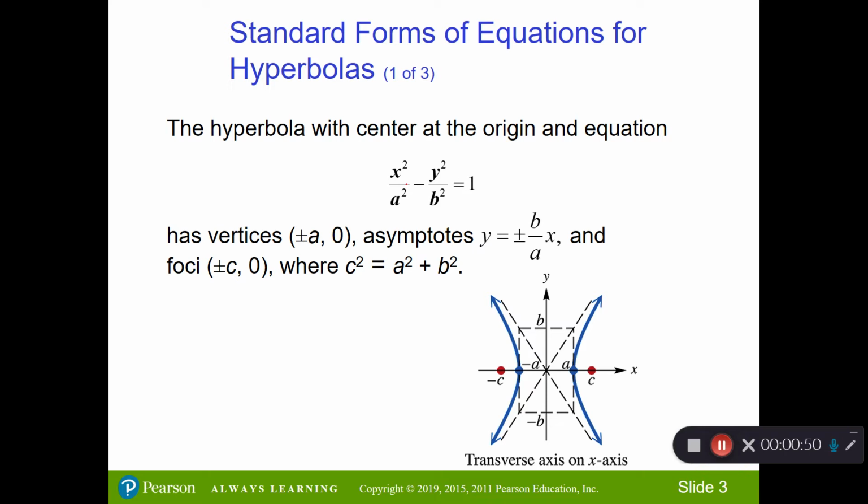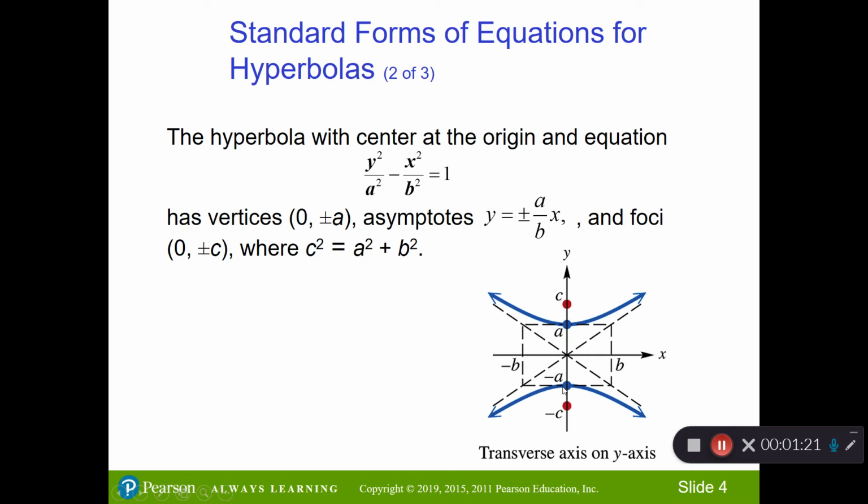Notice this looks a lot like the equation for the ellipse. The difference is it was a plus sign when it's an ellipse, and a hyperbola has a minus sign. With the ellipse, whichever number was bigger determined the axis we go along. Here for hyperbolas, we don't care which number is bigger. Don't pay attention to that at all. It's which variable is positive. When the x is positive, we're opening horizontally, and when the y is positive, we're opening vertically. See, the y is positive here.